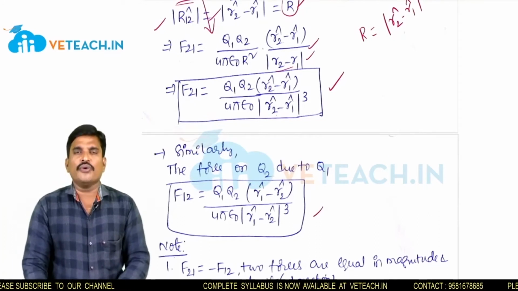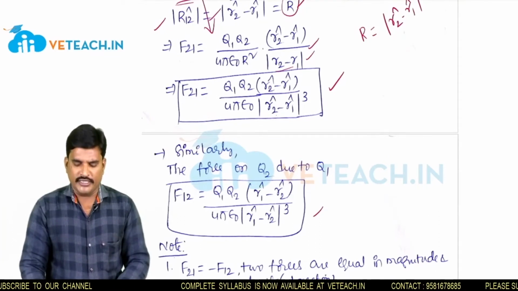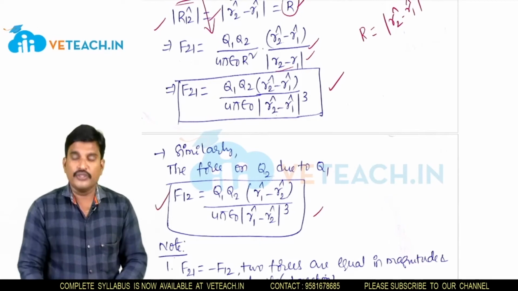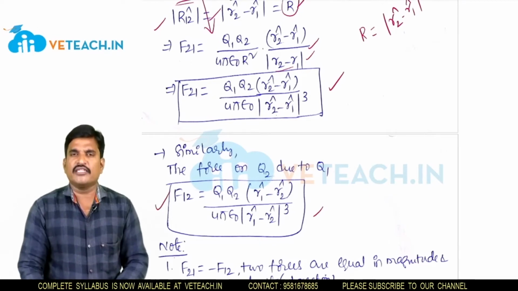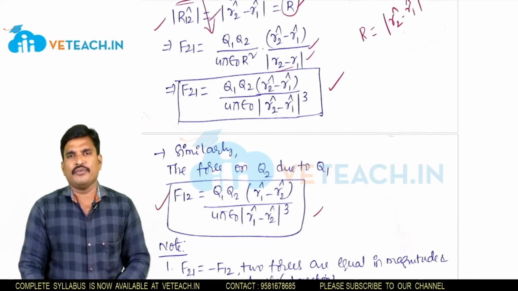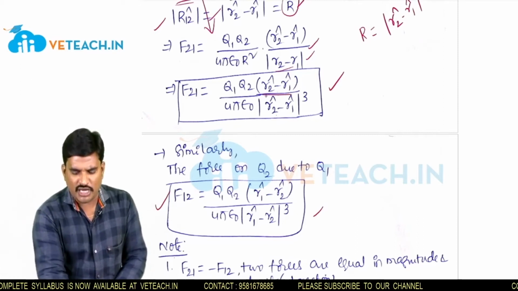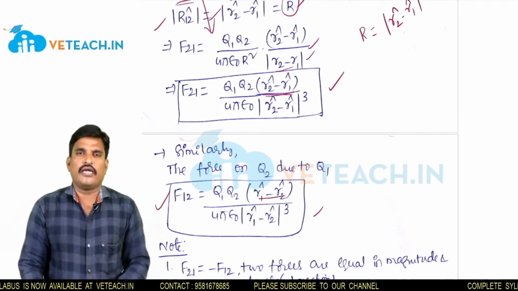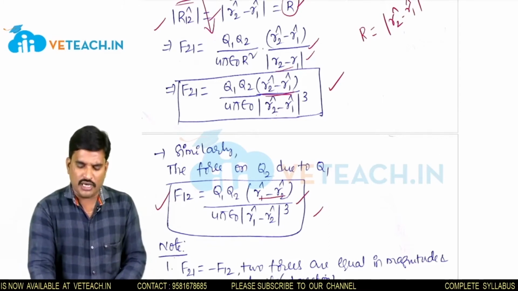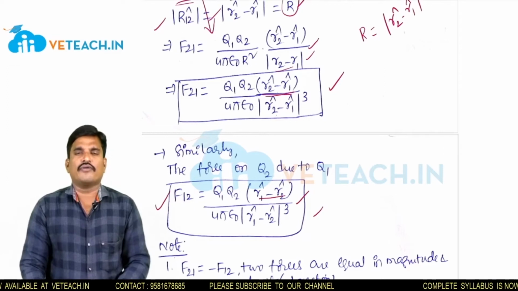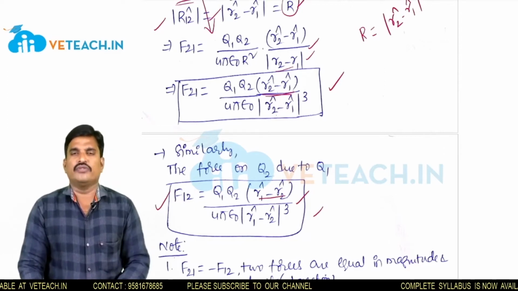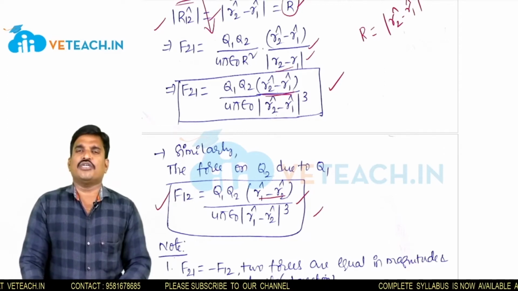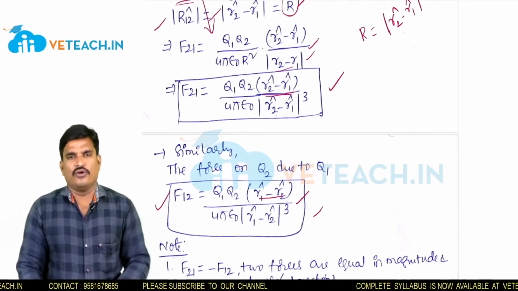The force on Q2 due to Q1 is given by F12 is equal to, where you find the difference, the magnitude is the same, but look at this: this is R2 minus R1, whereas this is R1 minus R2. So, R1 minus R2 by mod of R1 minus R2 whole cube. This is the force expression, the vector form of Coulomb's law.